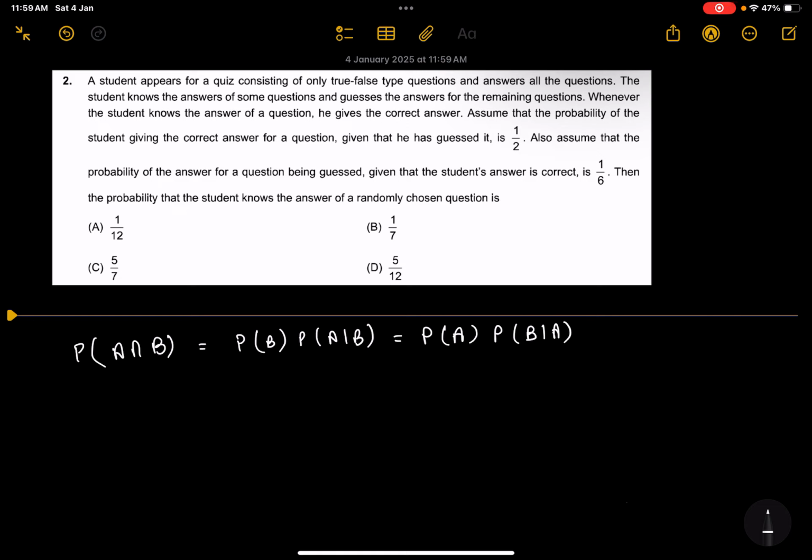Okay, so what we are given. Let the probability of giving the correct answer given the question is not guessed. Let G be the event that it's guessed and C be the event that the answer was correct. So P(C given G bar), the question was not guessed, in this case whenever the student knows the answer of a question, he gives the correct answer. So this becomes 1. And P(C given G), given that this question was guessed, the probability of correct answer is equal to half.